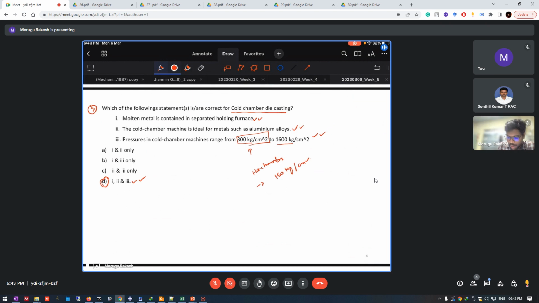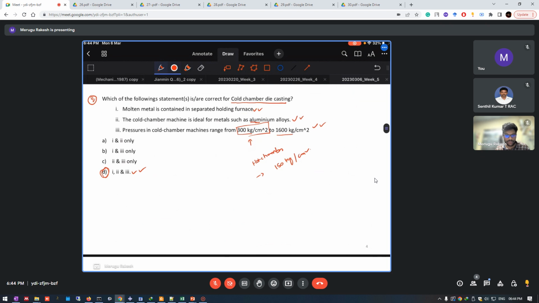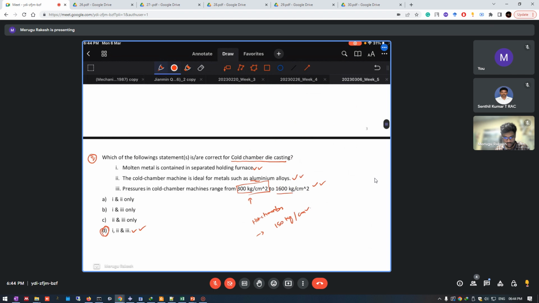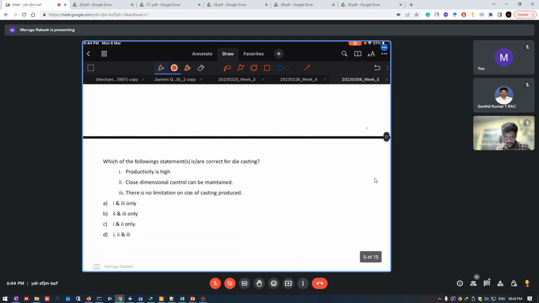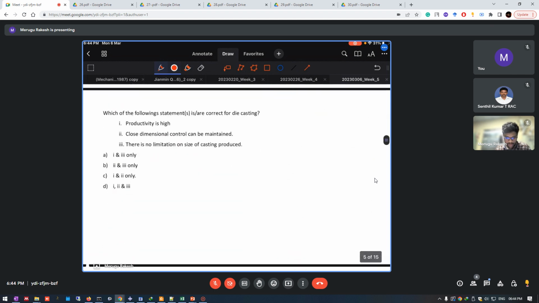You can use it for aluminum alloys as well for cold chamber die castings. Okay. Let's move to the next.